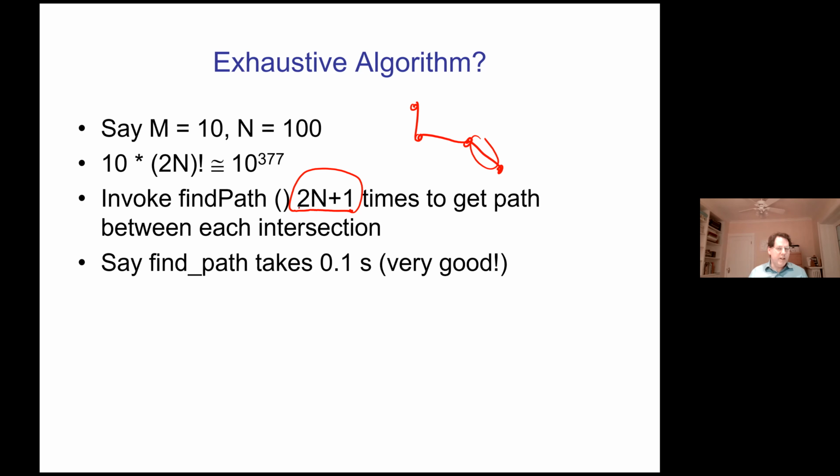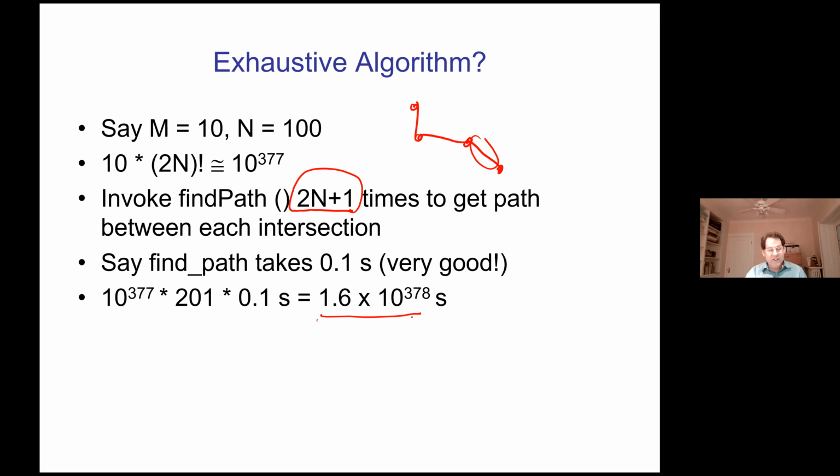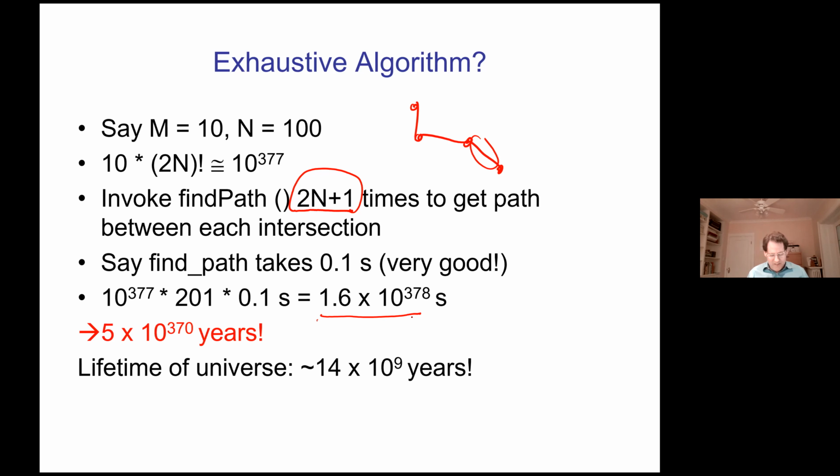Let's say I wrote a really good find path, and it takes about a tenth of a second per call, which is quite good. If I multiply all this out, I get a time of over 10 to the 378 seconds. And I see someone saying get that many cores and do it in parallel. Yes, but this is huge. If I convert this to years, it's 10 to the 370 years. The universe is estimated to be about 14 billion years old. So this is never going to work. No matter how fast a computer you throw at it, it's unimaginably slow. So obviously, an exhaustive algorithm is completely out of the question.